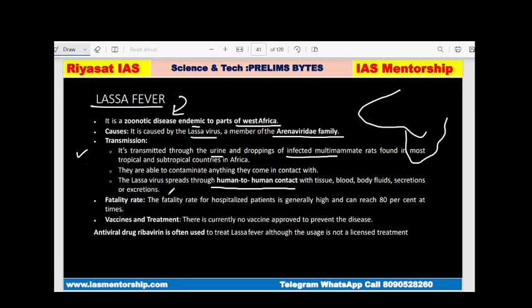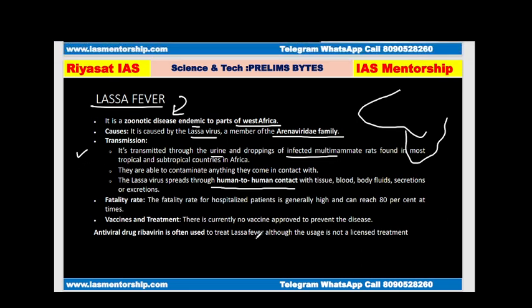What is the fatality rate, guys? It is very high and can reach 80% at times. There is no vaccine currently approved. Remember it. So how is it being treated? What things are used for treatment? The antiviral drug named ribavirin. Very important name. Ribavirin. However, it is not a licensed treatment, but people are using it for this fever.